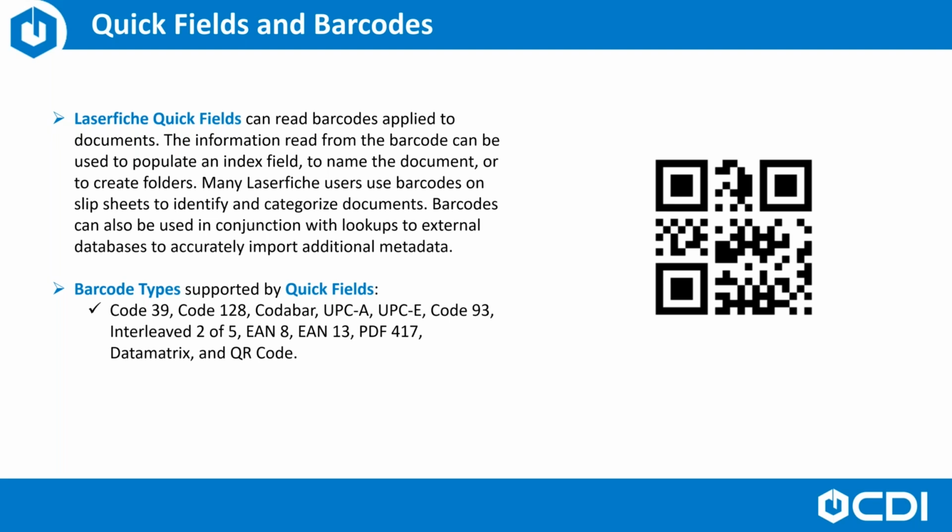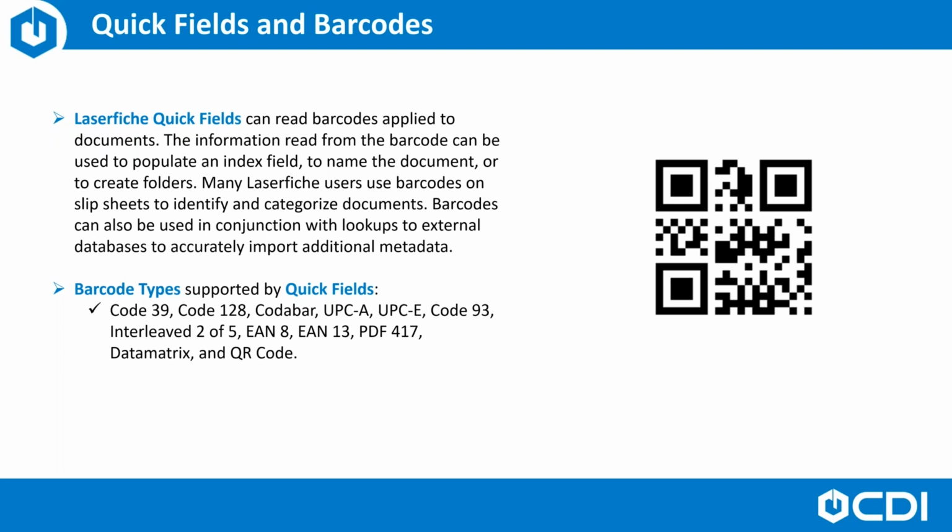Barcodes are very efficient, and many of our Laserfiche customers will actually use barcodes as slip sheets or cover sheets to identify and categorize documents. So what I mean by that, with Laserfiche QuickFields, you can use a barcode cover sheet for your batch scanning process. So let's pretend we're scanning different types of documents, right? Maybe we're scanning invoices. We're also scanning purchase orders. And then there are also some other accounting documents in that batch. Well, a simple use case of a barcode is to create a cover sheet as a divider, right?